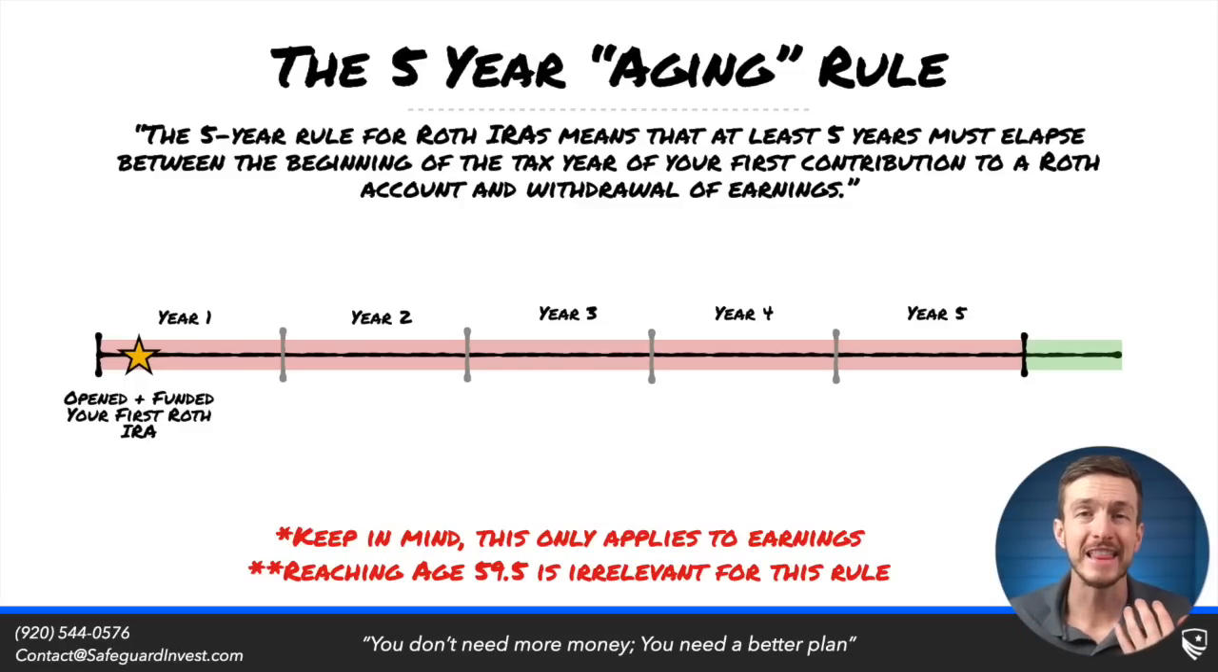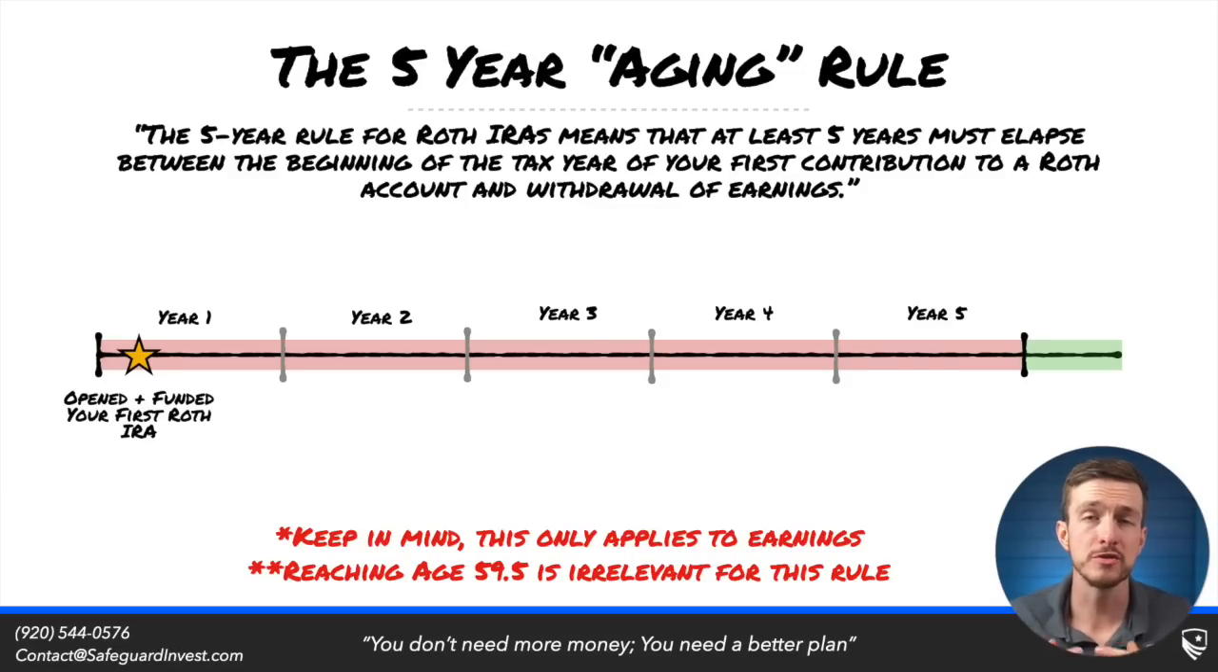Now again, this is a lifetime rule that many of you watching this video are probably already past. But again, this rule states when you open and fund your first Roth IRA, you cannot pull any earnings from that Roth until 5 years have passed. So if 2025 is the start of your first Roth, then you cannot pull earnings tax-free until 2030. It's important to note that reaching age 59.5 is irrelevant for this rule.